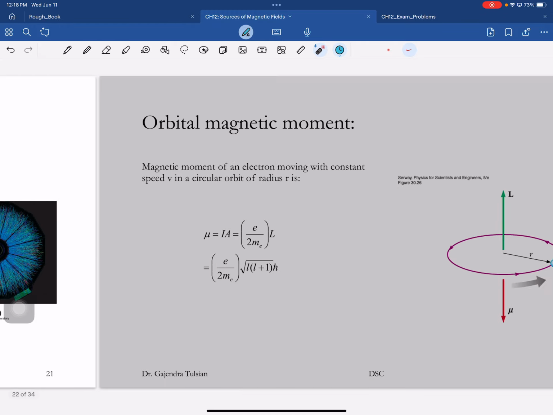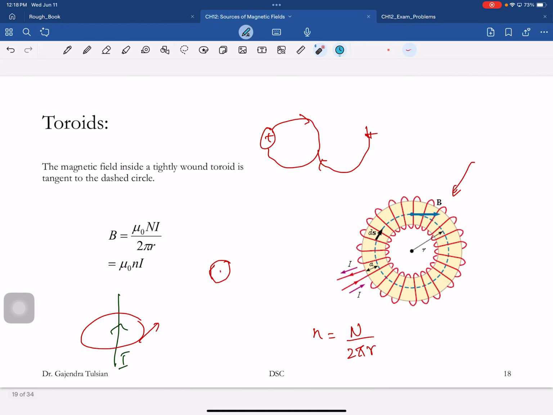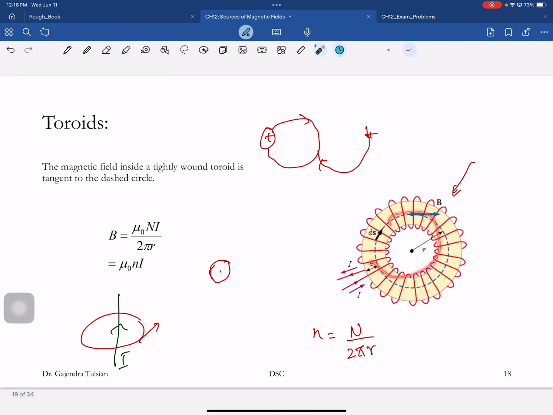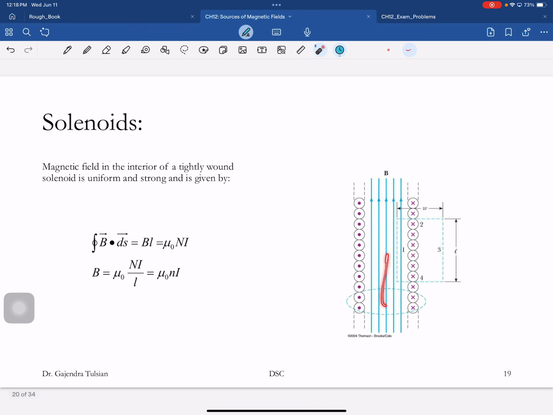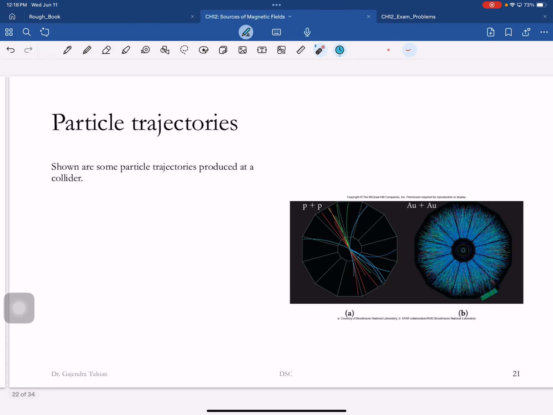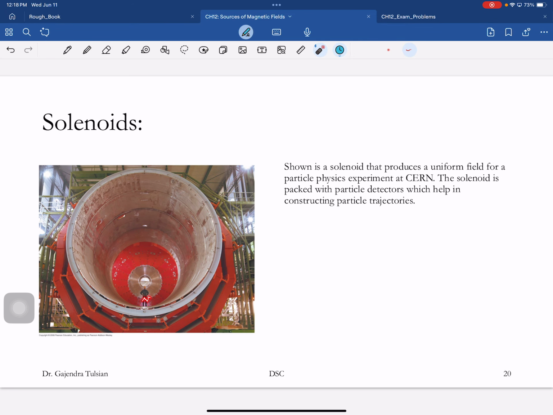All right, so what we saw was there are situations when you want to produce fields like this. And there are situations where you want to produce fields like that. So you saw that this is needed in a fusion reactor, this is needed in particle accelerators, and so on. Look at that, that's huge. Look at the size of it.